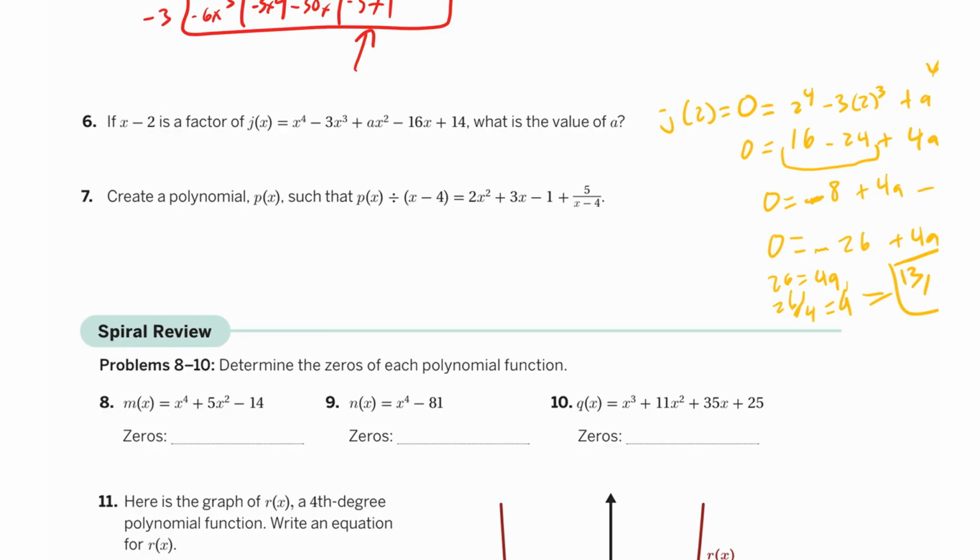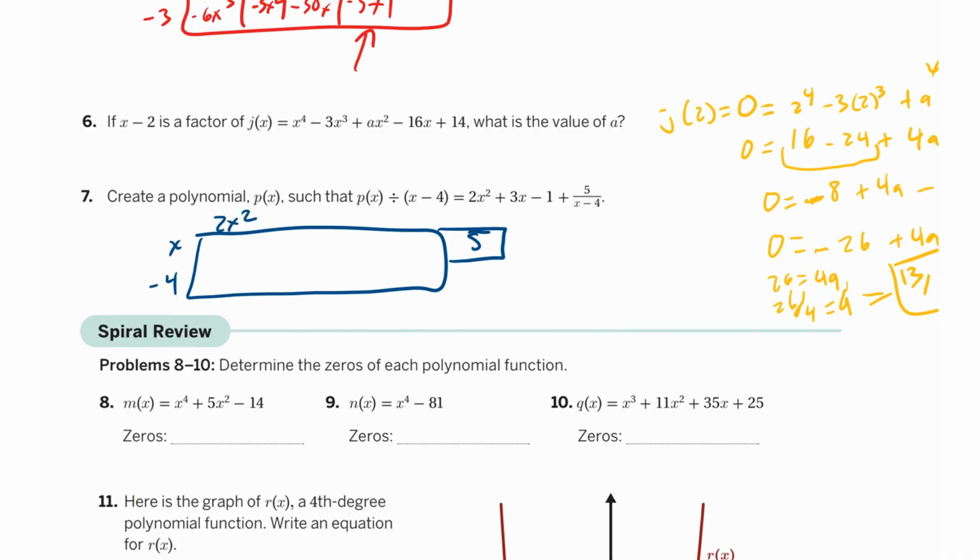All right, for number 7, create a polynomial p of x that makes this true. Okay, so in this one here, I think I'm going to be using the box, knowing that I get a remainder here of 5 on the outside. So x minus 4 is in here. I'm multiplying 2x squared, and then 3x, and then negative 1. Those are the two things that I'm multiplying together.